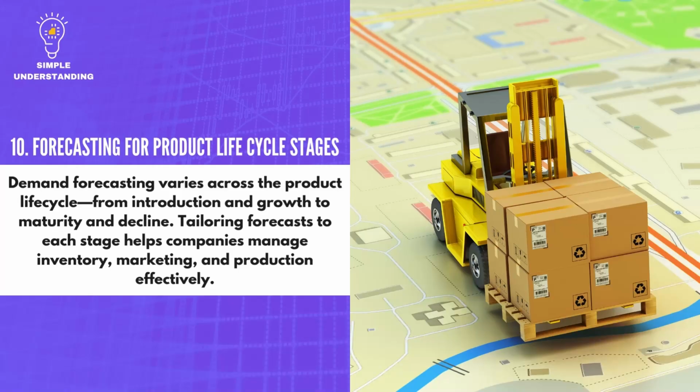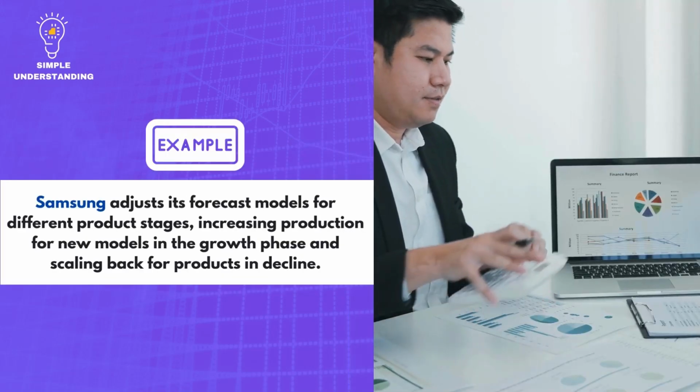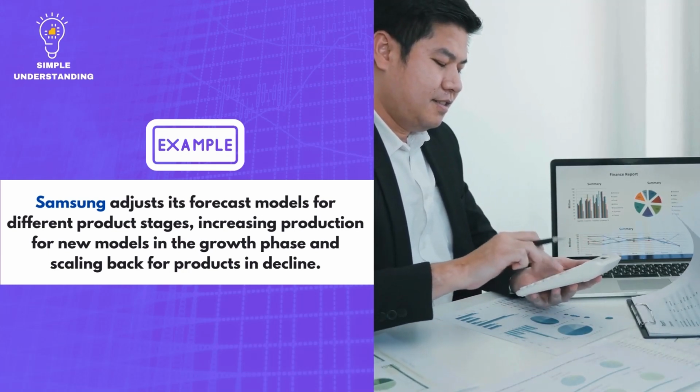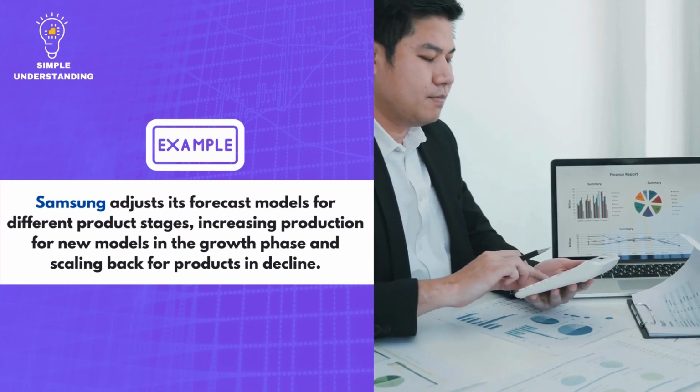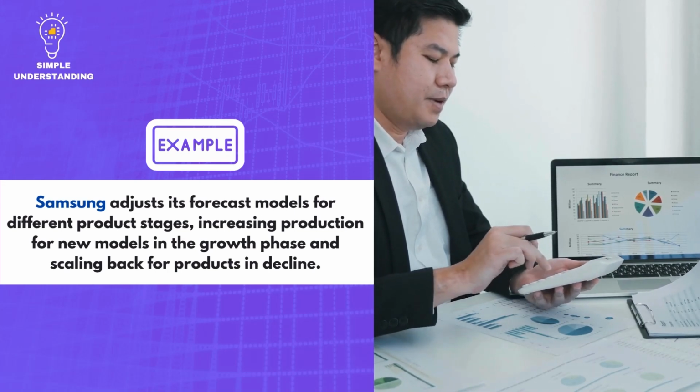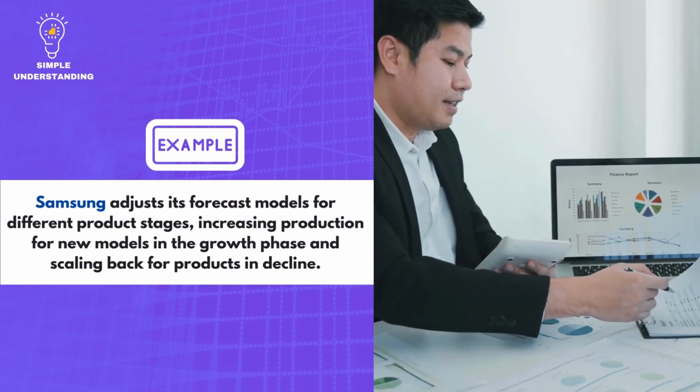10. Forecasting for product life cycle stages. Explanation. Demand forecasting varies across the product life cycle, from introduction and growth to maturity and decline. Tailoring forecasts to each stage helps companies manage inventory, marketing, and production effectively. Real company example. Samsung adjusts its forecast models for different product stages, increasing production for new models in the growth phase and scaling back for products in decline.